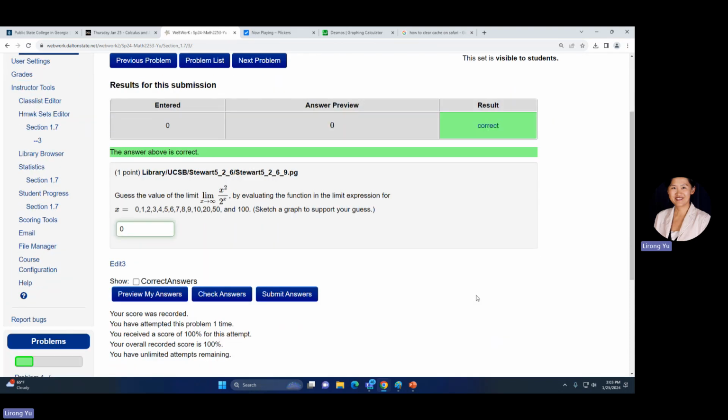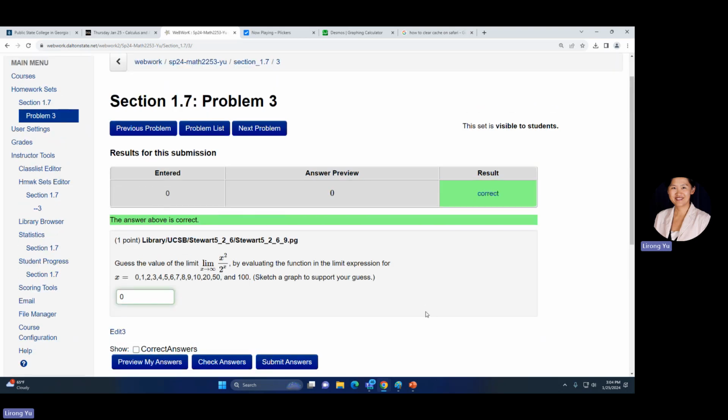You can graph it. You can also try all these numbers to see the tendency. I think by plugging in 10 and 100 and comparing, you can see the limit is approaching 0. That's question number 3. Any questions?